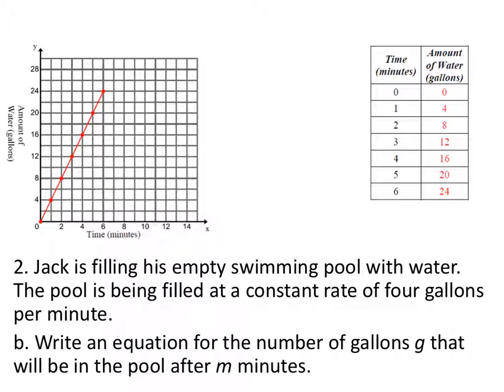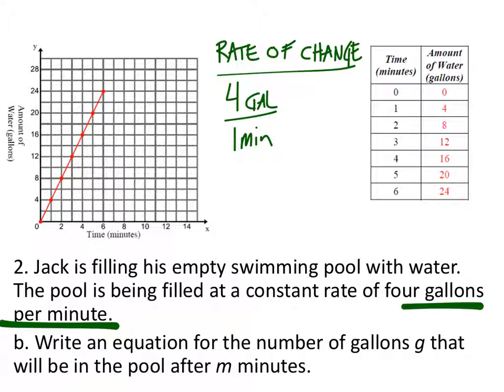Alright guys, in order to write the equation we only need 2 things on this one, just like the last one. If we have the rate of change and the starting value, then we can write the equation. And we can see from the context, the rate of change is 4 gallons per minute. And the starting value for this one, it was an empty pool, so there was 0 gallons, right?